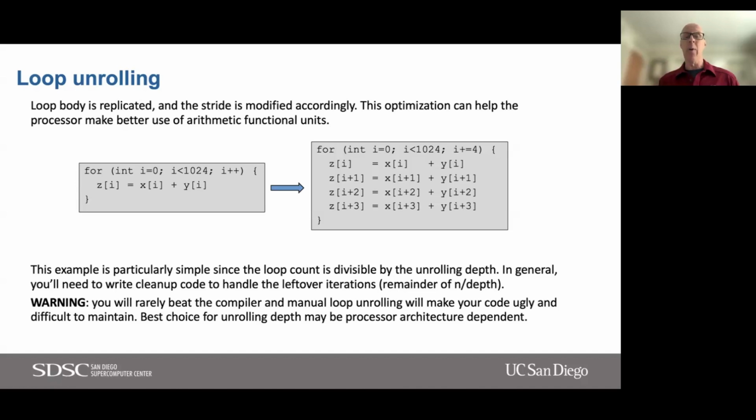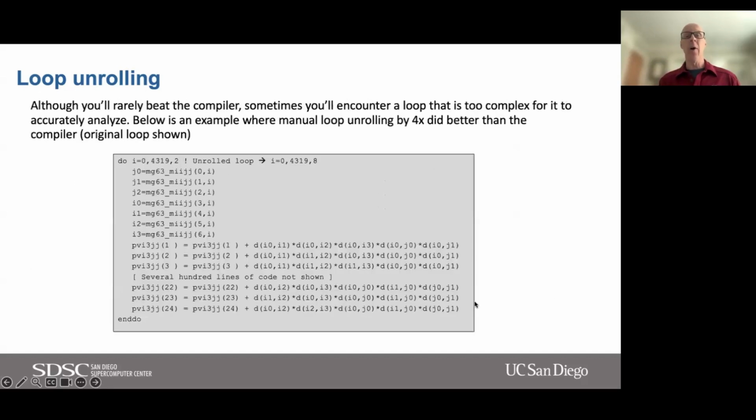But I'm going to say that you're rarely going to beat the compiler, although in some rare instances you can. And this is an example from a real computational chemistry code where the body of the loop was so complex that the compiler wasn't able to accurately analyze it. And I did a manual loop unrolling and was able to do significantly better than the compiler. Now, again, this is something that I'm not going to recommend doing often, but sometimes if you're looking at a particularly computationally intensive piece of code, this can get you a significant speed up.